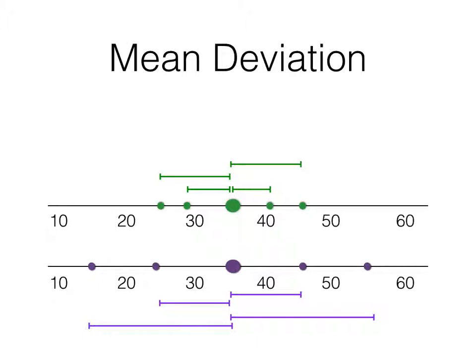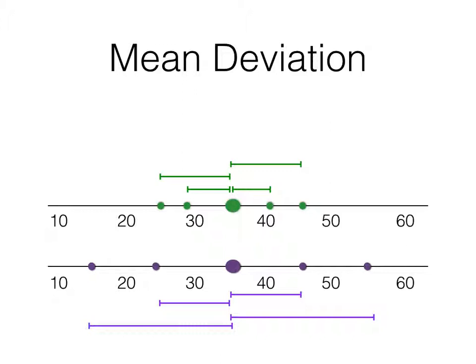Those distances that I've represented with the lines are deviations from the mean. They're positive because they're simply distances, so we use absolute values. For example, the distance from 30 to 35 is a distance of 5. The distance from 35, which is the mean, to 40 is also 5.